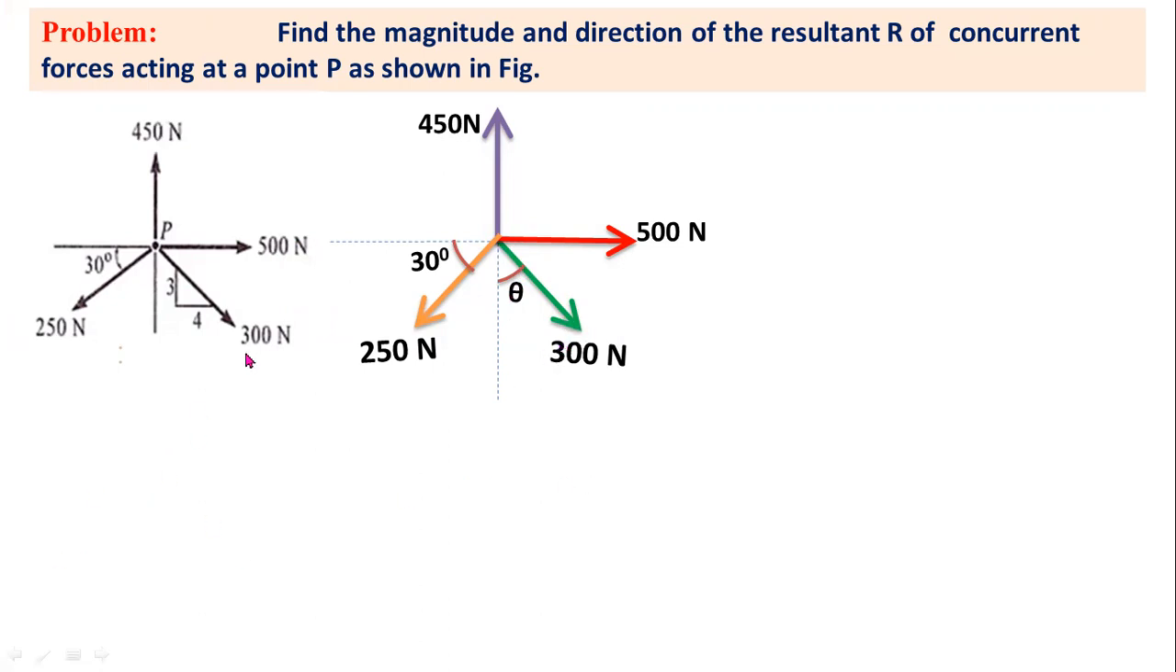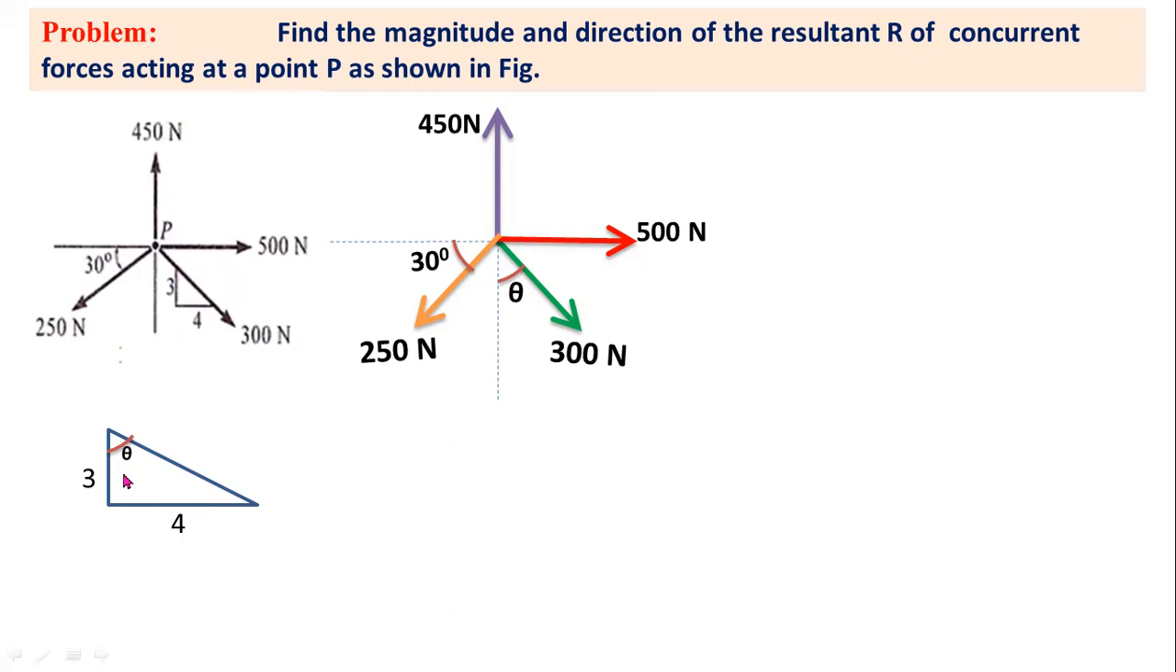Now here a triangle is given. You can observe this triangle. The vertical distance is 3 and the horizontal distance is 4. Now I consider this is theta and this one also theta.